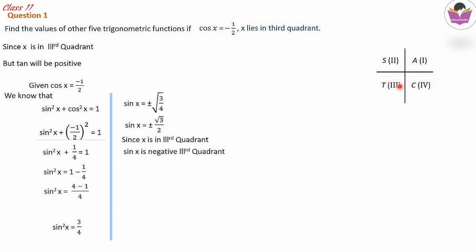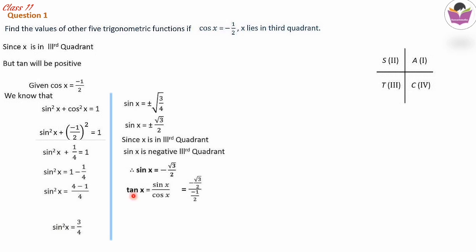Third quadrant means only tan and cot will be positive, and the remaining trigonometric ratios, sine also, are included in the remaining case. So sin x will be negative there. Sin x is negative in the third quadrant, which means from here we will take only the negative value. Therefore, sin x is equal to minus root 3 by 2. There were two values, but we take only the negative value, minus root 3 by 2. So the first trigonometric ratio we have calculated.